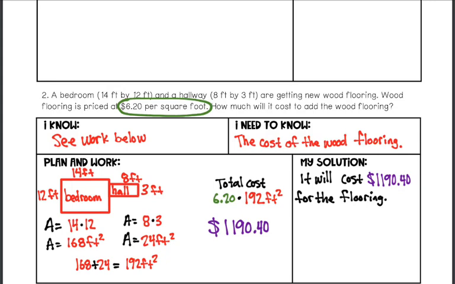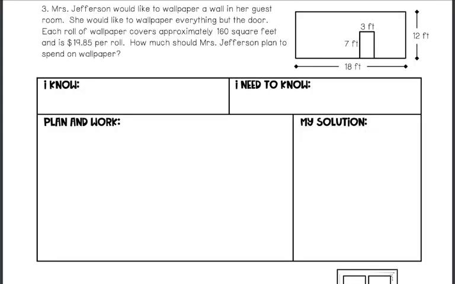Next example. It says there, Mrs. Jefferson would like to wallpaper a wall in her guest room. She would like to wallpaper everything but the door. Each roll of wallpaper covers approximately 160 square feet and is $19.85 per roll. How much should Mrs. Jefferson plan to spend on wallpaper?